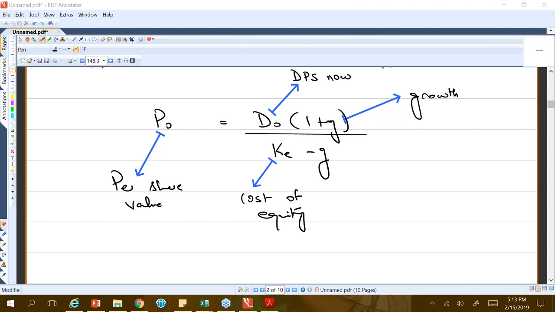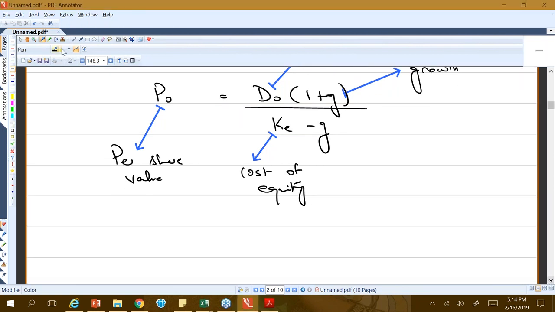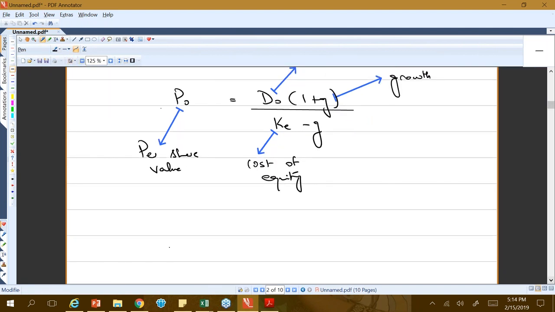Now, what we need to do next is to look at the idea of working out a value of equity from this. You can either take this P naught and multiply it with the number of shares. And once you multiply it with the number of shares, you get a value of equity.